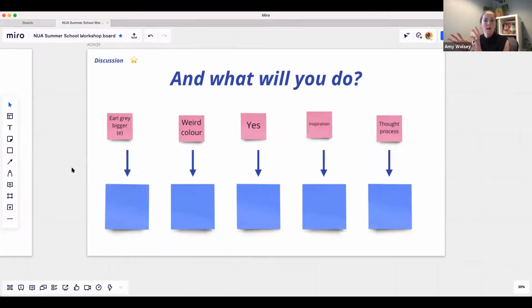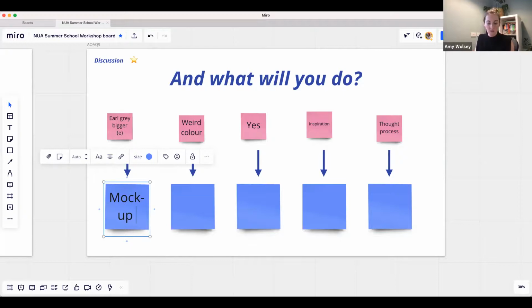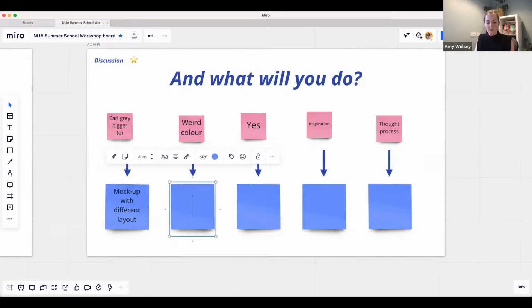So you've told me that the Earl Grey, maybe the E might look better a little bit bigger. So maybe I might want to do some more mock-ups. And for anyone that doesn't know what I mean by a mock-up, because not everyone uses that term, I might just create another version, another sketch or illustration with different size letters. It's a weird colour, so maybe I might try out some more colours and get more feedback.